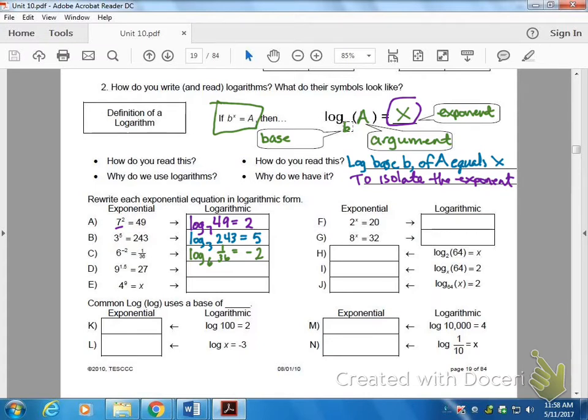Okay, and I want to come over to letter H real quick. Letter H is log base 2 of 64 equal to x. So we're going to go the opposite direction. We're going to turn that back into an exponential. When you go back to exponential, you always start with the base. So when I'm looking at this, I see the base is 2. So I do 2, and my power, in this case, is the x, equal to that argument, which is a 64.